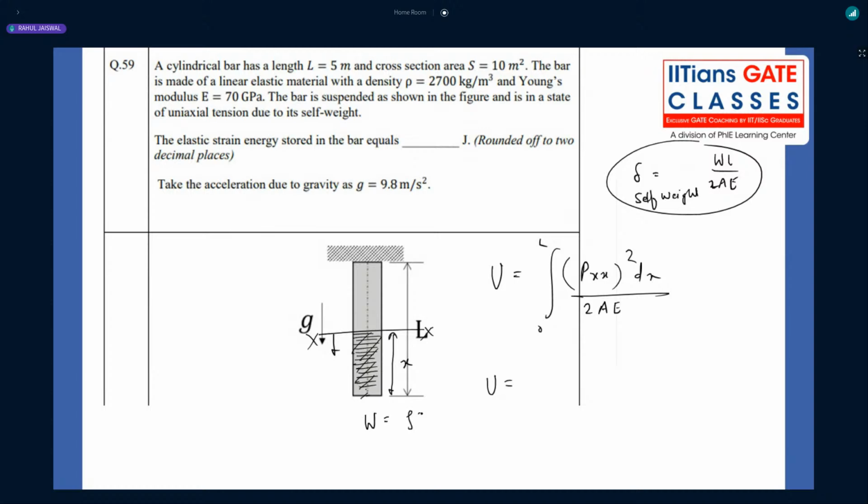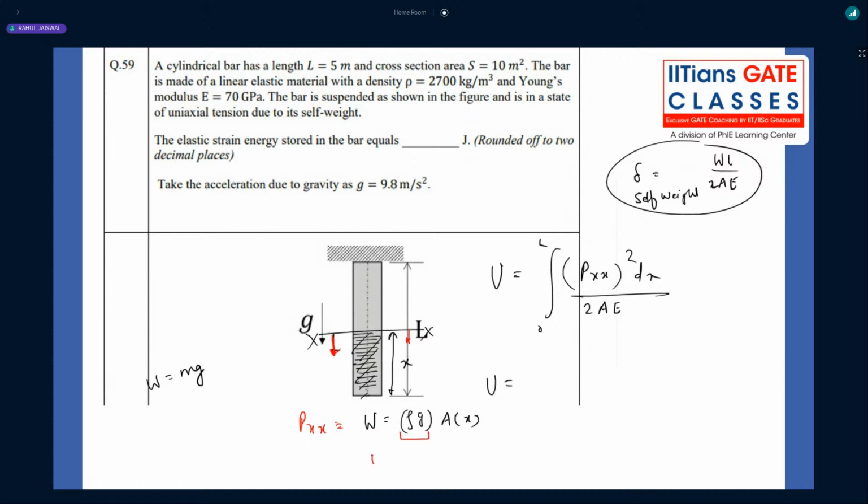What can we write? Rho g into area into x. What did we use to write? Mg, right? Because of this x part, it will try to pull the whole beam in the downward direction. So what can we write? This will be the load which is acting.